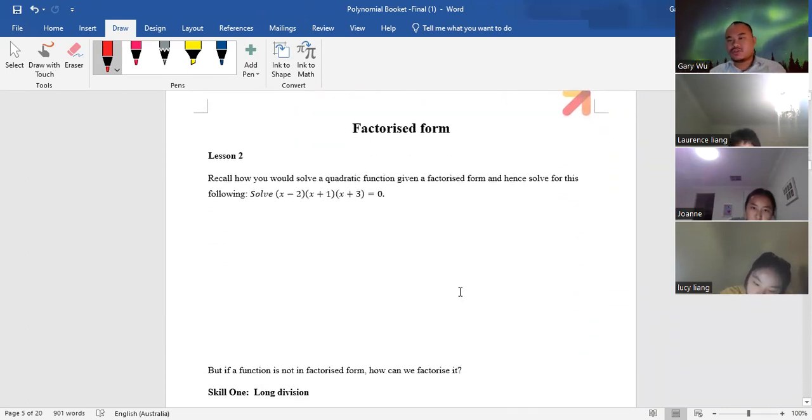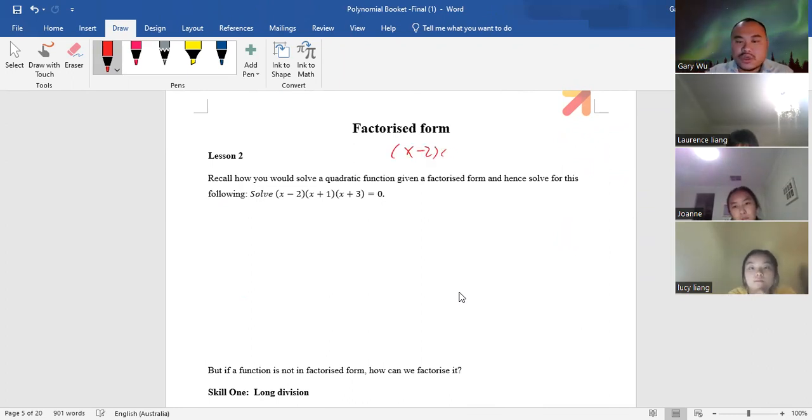first of all, let's try to recall something we have learned before. If you know the factorized form of a quadratic, let's say (x - 2)(x + 5) = 0, I think you can very quickly find the solutions. Lucy, what are the solutions for this quadratic? 2 or -5. We just made each term equal to 0, and then x = 2 or x = -5.